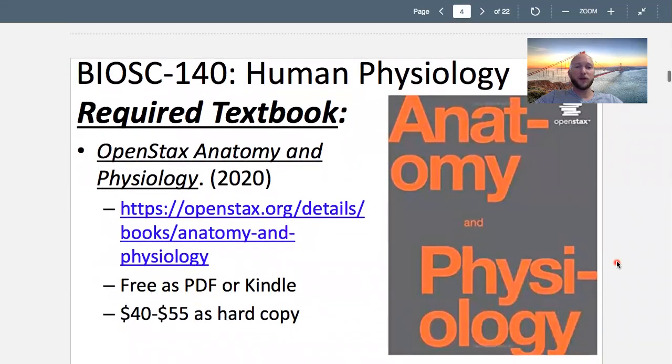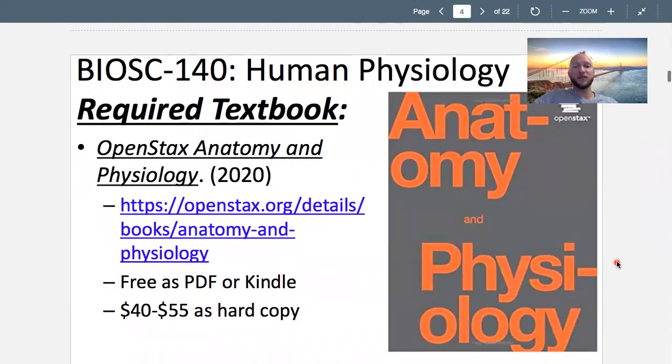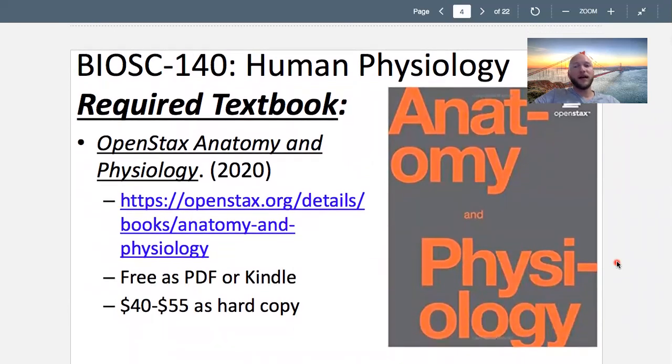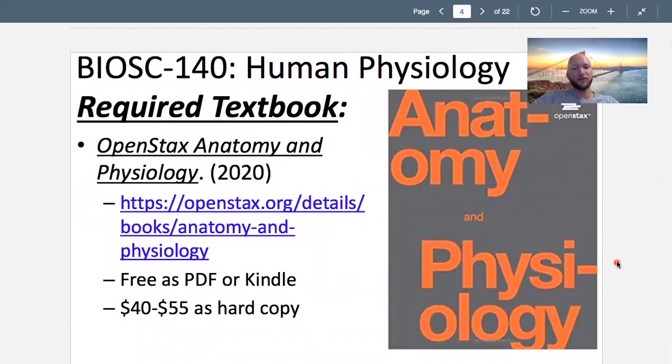Our textbook is the OpenStax Anatomy and Physiology. I have the PDF of the sections you need on the Canvas website for download as a PDF. If you would like a hard copy, you can buy one. They're usually about $40 to $55.